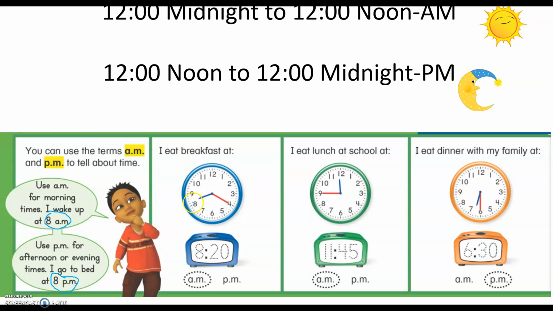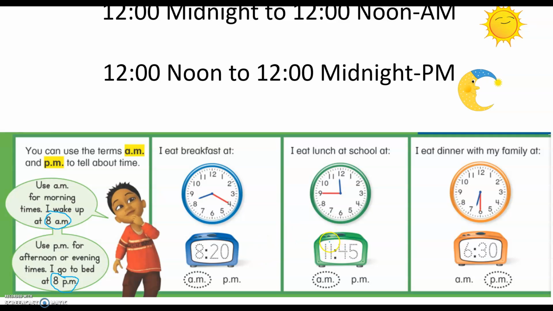Take a look at this clock. This clock shows 8:20. We don't know if it's 8:20 AM or PM. It says, I eat breakfast. You eat breakfast at 8:20 AM.